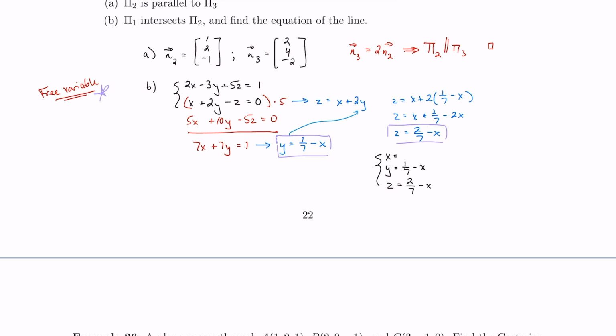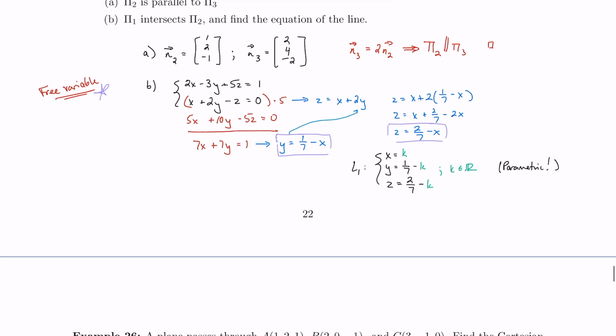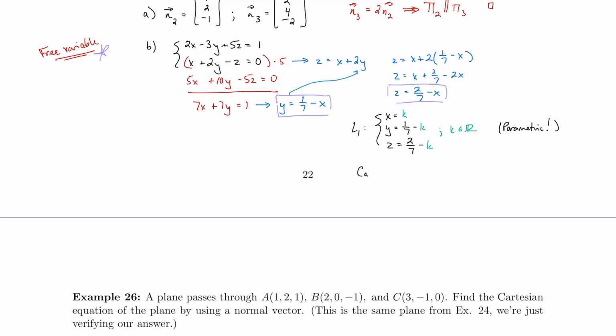And normally we don't like to write it this way, right? We still want to assign x something. So we're going to give it a placeholder, and we're just going to call it, say, k. And since x is k, that means these x's are also k, and k is a real number. Well, now this starts to look like my parametric equation of a line, right? This is my intersection. Here, I'm going to call it L1. Right, this looks like it's in parametric form, which is great.